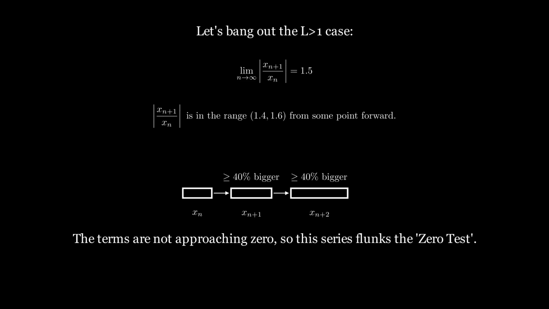And we know from the zero test that if the terms of the series don't approach 0, we have a divergent series. And that's it. That's the intuition into why the ratio test works.